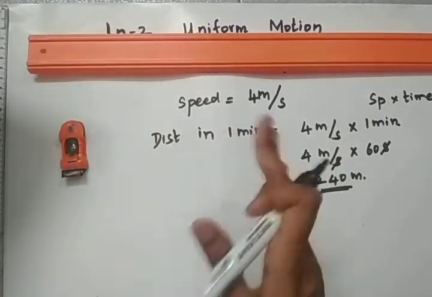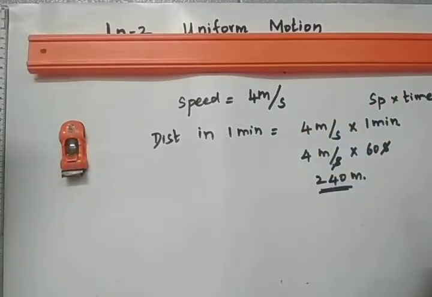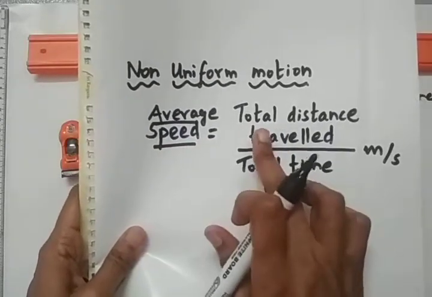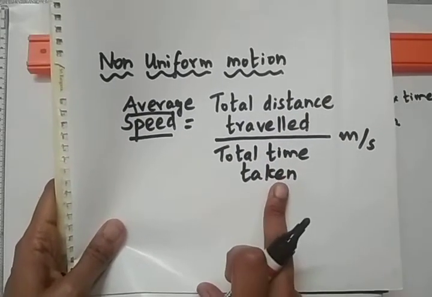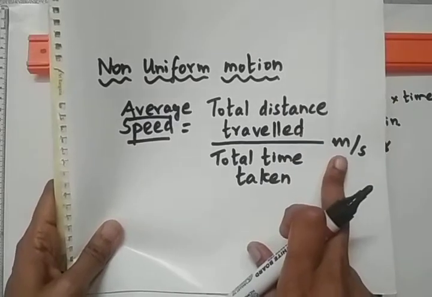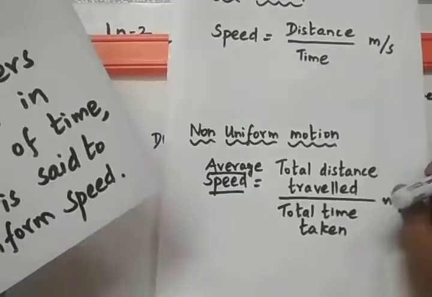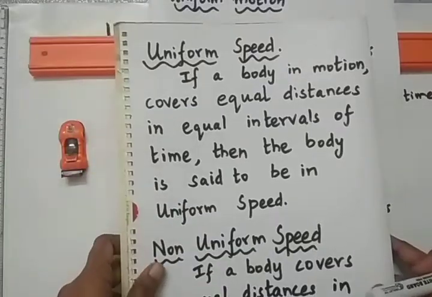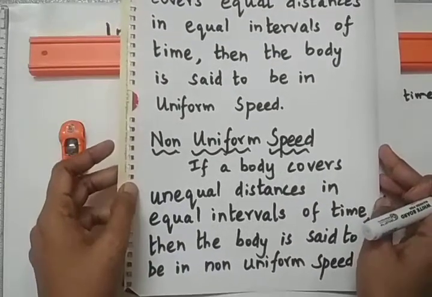Every 1 hour or 1 second, the distance covered will not be the same. So you take into account the average speed, which is nothing but the total distance traveled by the total time taken for the entire journey, and which is also expressed in the same SI unit, meter per second. So just learn the definitions of uniform speed and non-uniform speed. Hope you followed. Thank you.